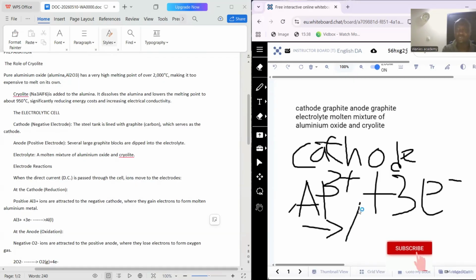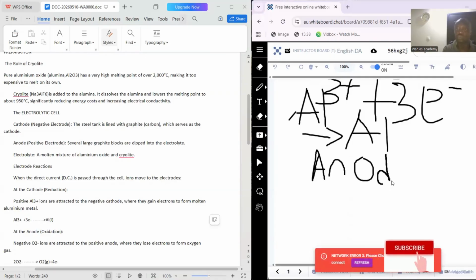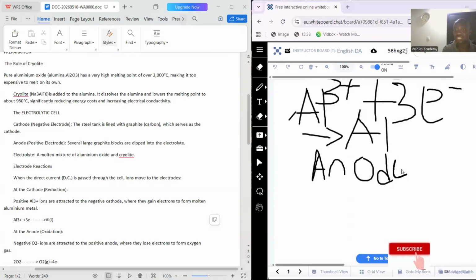Then at the anode, what happens? Remember that the anode is the positive electrode, and oxidation happens at the anode. So the negatively charged oxide ion, O2-, will lose electrons, since oxidation happens at the anode. Now this is what I'm referring to.